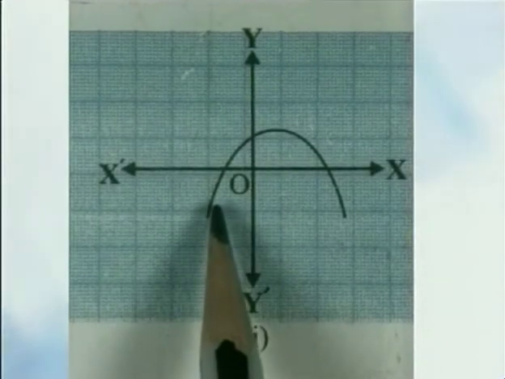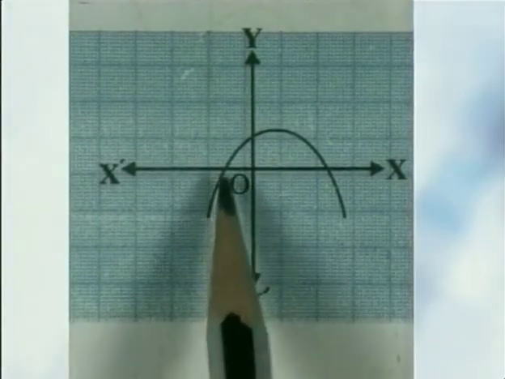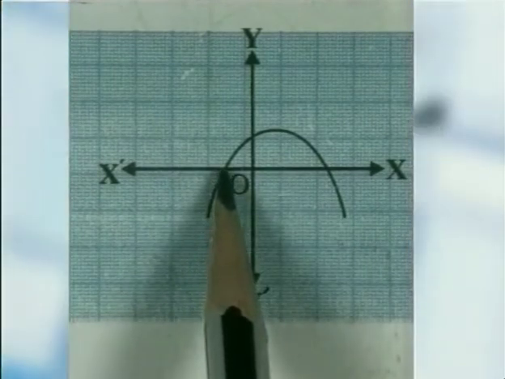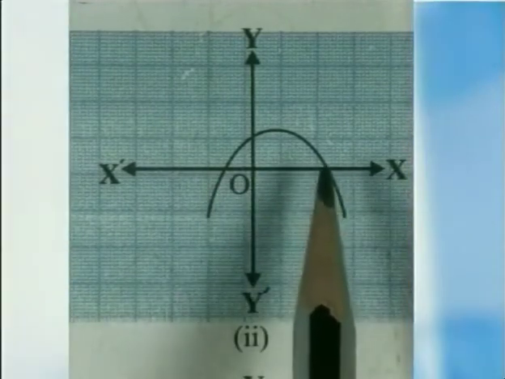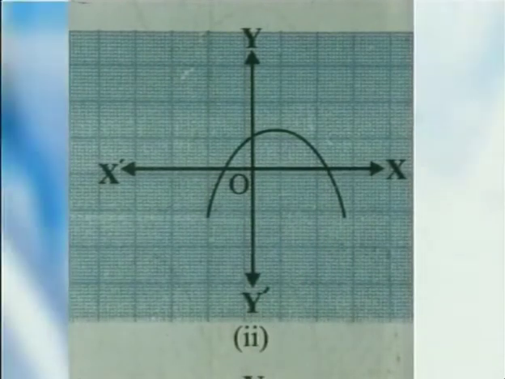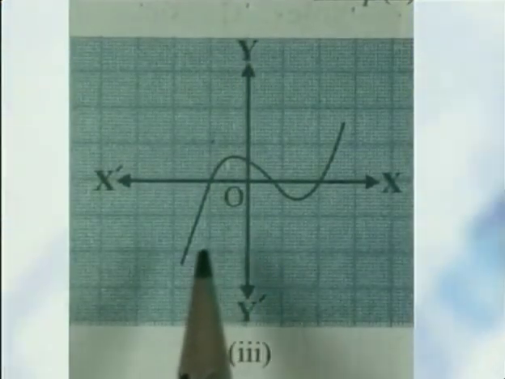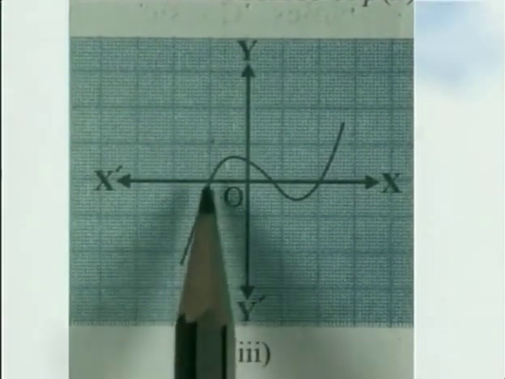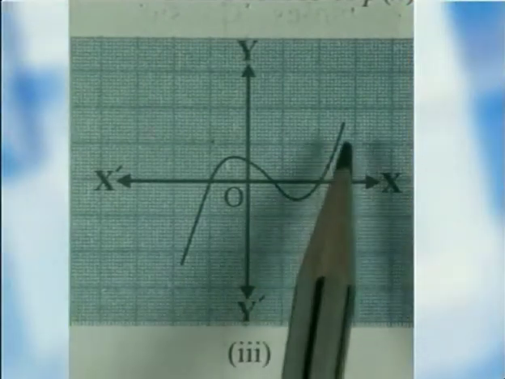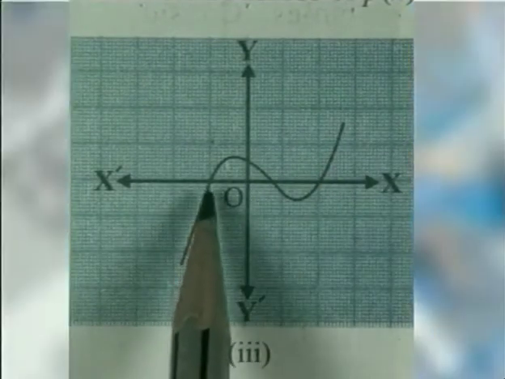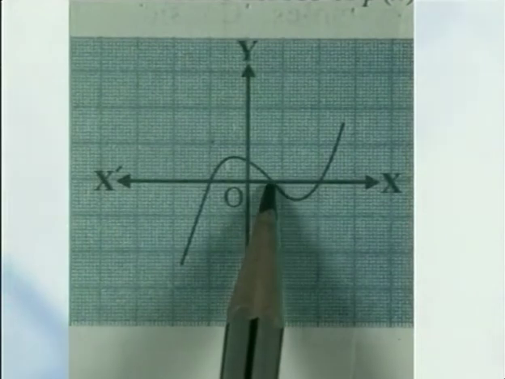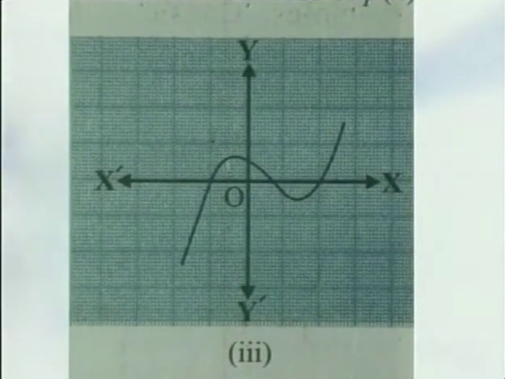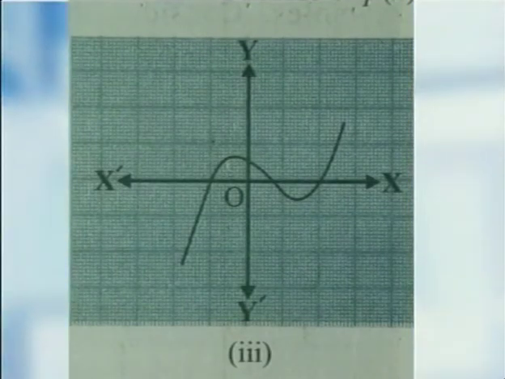In graph number 2, we can see that it is an inverted parabola touching the x axis at 2 points. So, we can say it has got 2 zeros. Graph number 3 is somewhat different. We can say the shape is of two parabolas and they cut the x axis at 3 points. So, we can say that this polynomial has got 3 zeros.